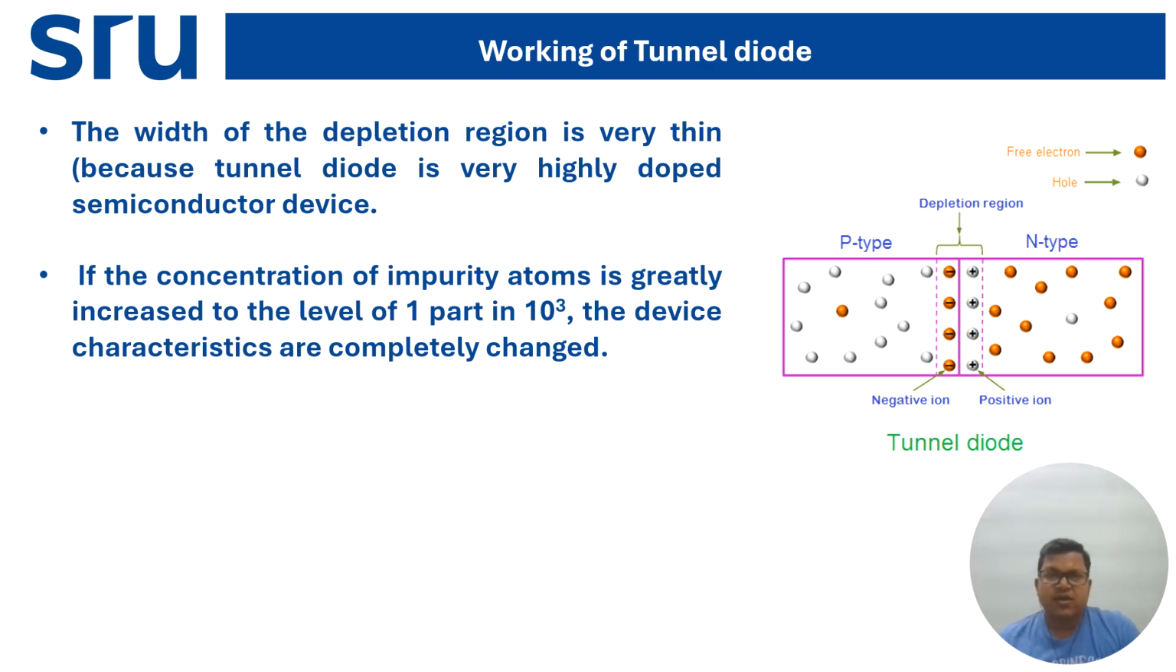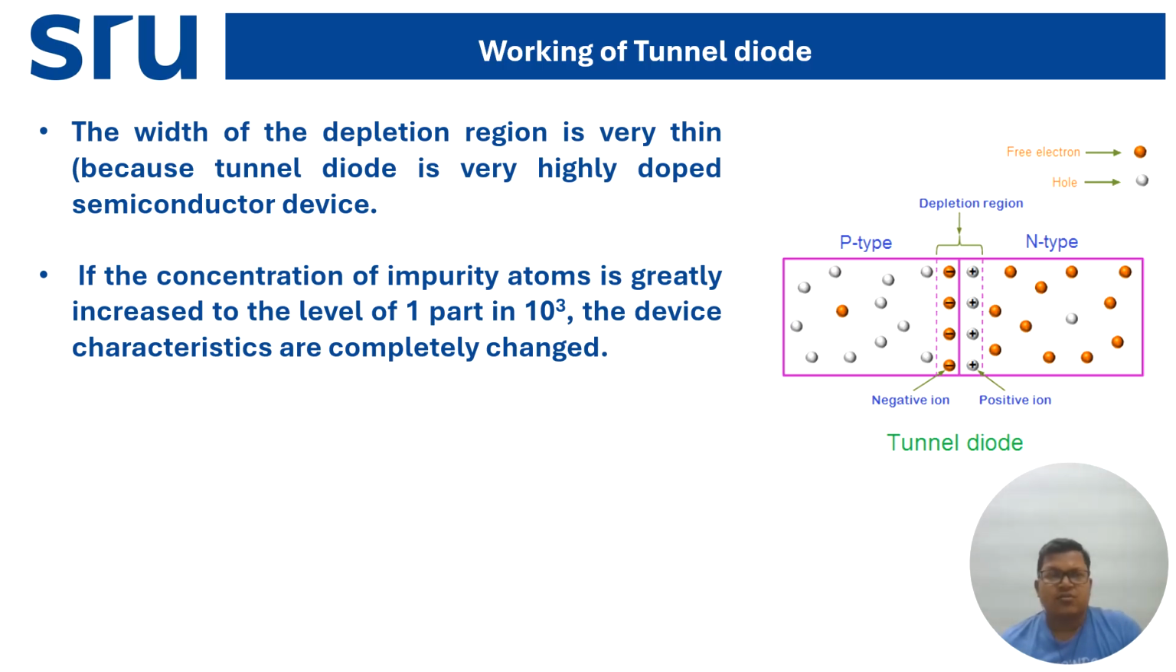Working principle, as I explained in the earlier slide also: the width of the depletion region is very thin. We know theoretically that if the depletion region is very thin, then the electrons from this side can tunnel through to the other side. And the same thing for the holes also. Holes from the other side will tunnel through this barrier and reach the other side. So this makes us wonder how we can do that.